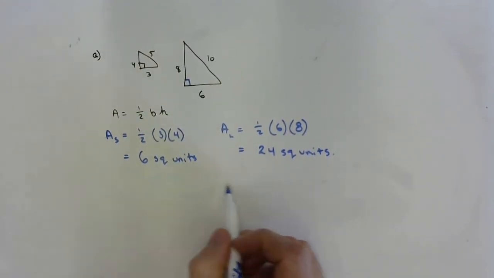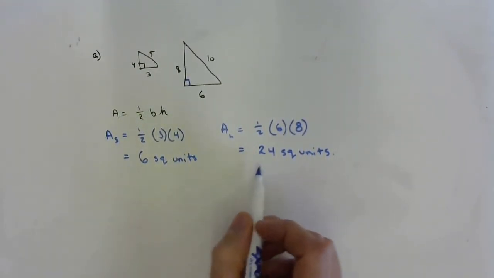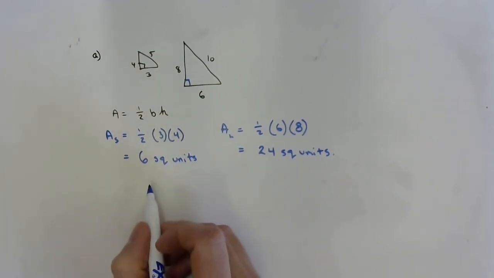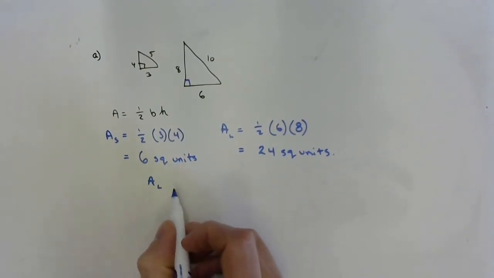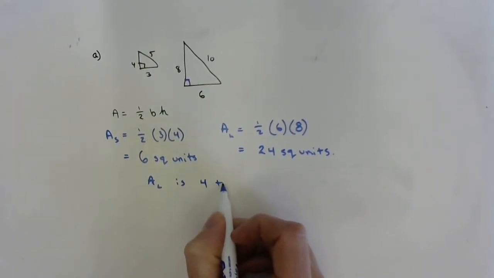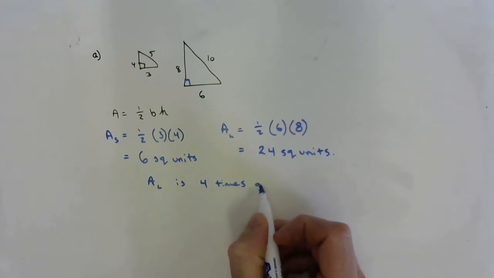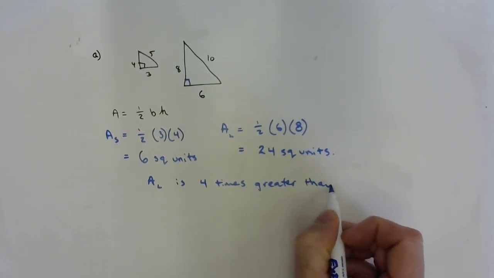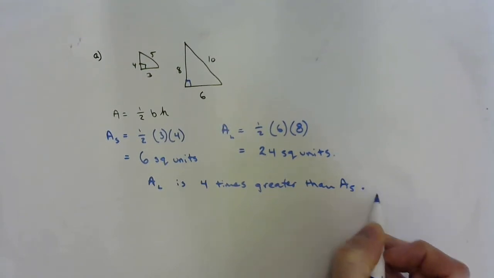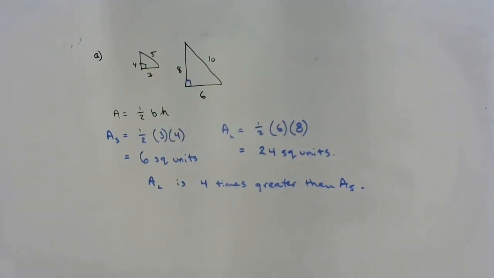So what's the relationship between the area of the small triangle and the area of the large triangle? Yeah, the area of the small triangle is 1/4, or we could say the area of the large triangle is 4 times greater. Area large is 4 times greater than A sub S, the area of the small triangle.